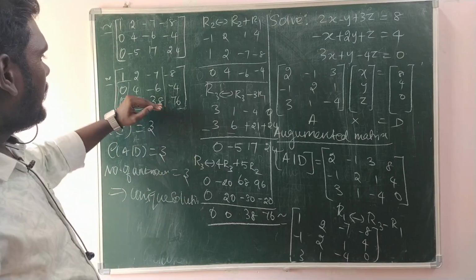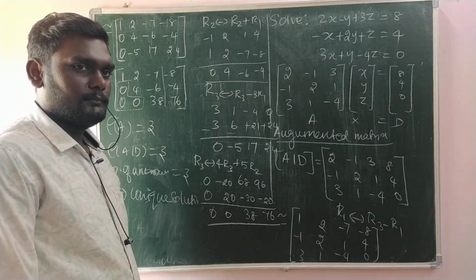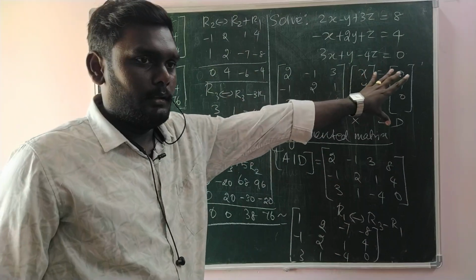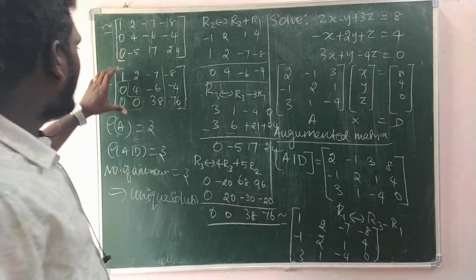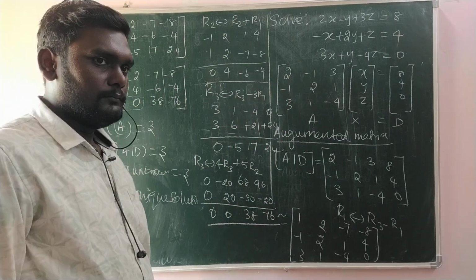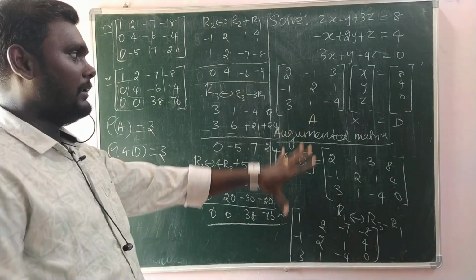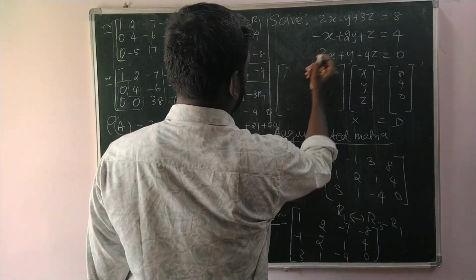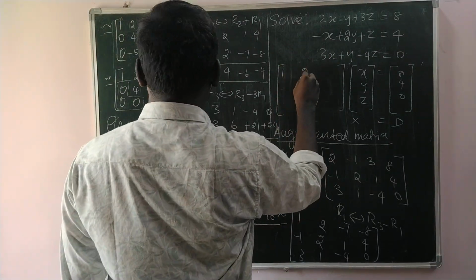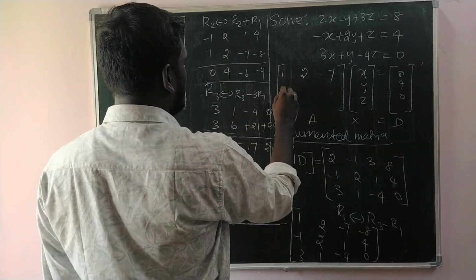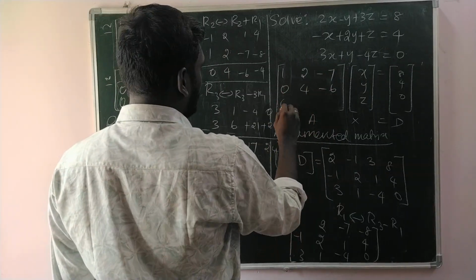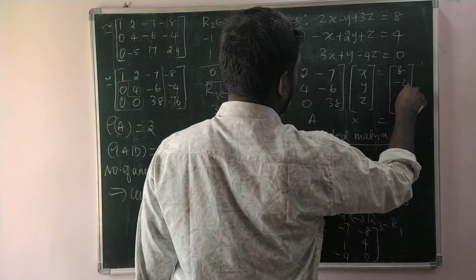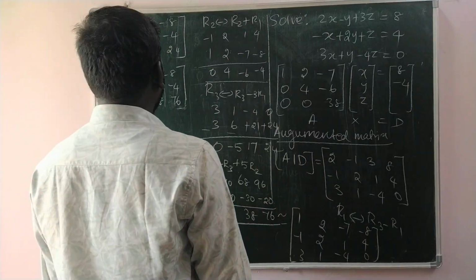Now again we should restructure this matrix into here. I told you, no. This step is important. So in the initial matrix I am going to replace all these things. Okay, it is not required to replace, just for the first question I am doing. We can solve directly here itself. Okay, the new matrix A is what? This is 1, 2, minus 7, and this is 0, 4, minus 6, and this is 0, 0, 38. New matrix D is what? 8, 9, 8, minus 4, 76.